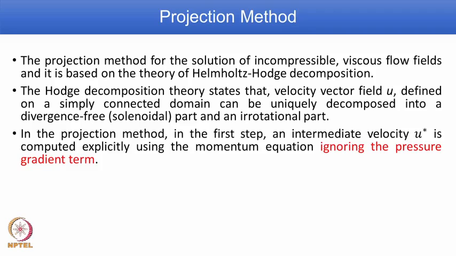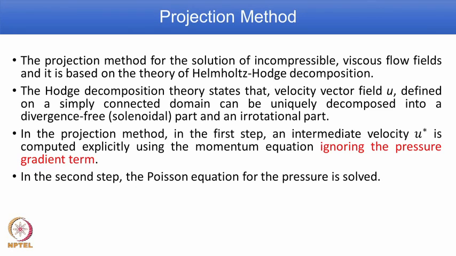So, in the projection method, the first step, as in the past, is to obtain an intermediate velocity, and you denote it as u star, and it is computed explicitly using the momentum equation, with one big difference here: you ignore the pressure gradient term. The pressure gradient term appears in all three momentum equations. You drop the term, then you have only the convection term on one side, the diffusion term on the other side, or any other source term. So, if you drop the pressure term, whatever velocity field is obtained is the intermediate velocity field, and you denote it as u star.